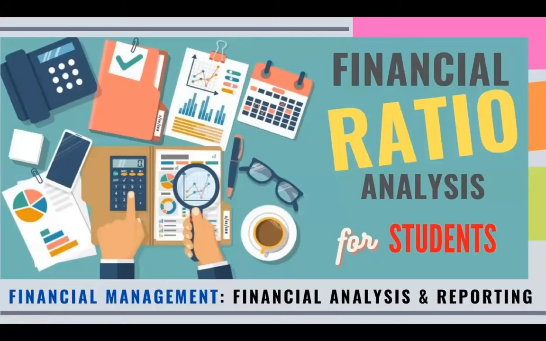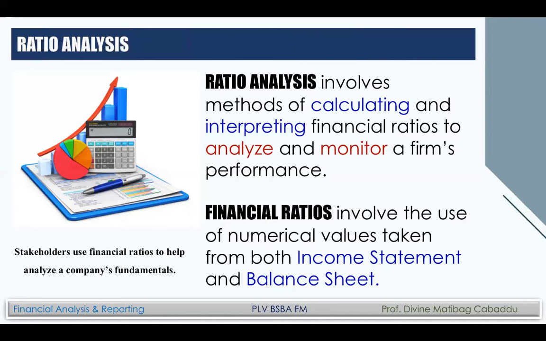So financial ratio analysis is one of the analytical tools that finance managers and analysts use to measure how financially healthy a company is. So in this topic, we would like to answer some of the questions like how do financial ratios as an analytical tool help us interpret and analyze a company's financial position, which is the balance sheet, and performance, which is the income statement, including the liquidity, solvency, profitability, leverage, and market value of a firm. And also, how are these financial statements based on ratio analysis can provide a foundation for projecting a firm's future. So ratio analysis involves methods of calculating and interpreting financial ratios to analyze and monitor a firm's performance.